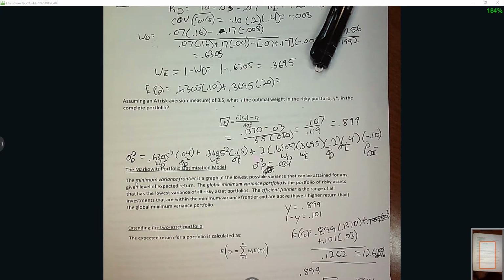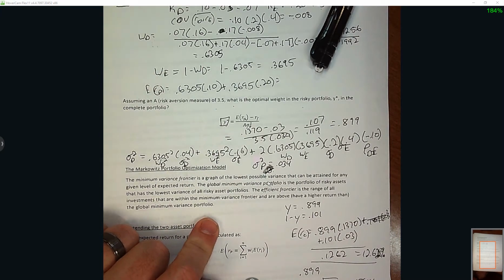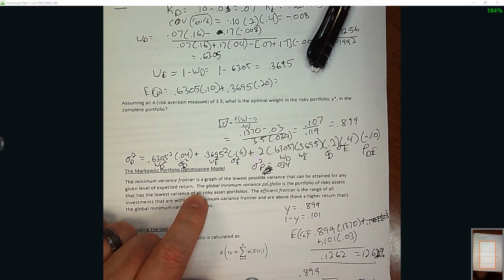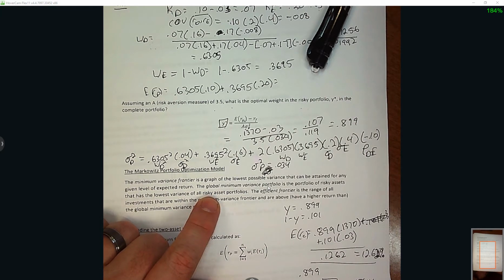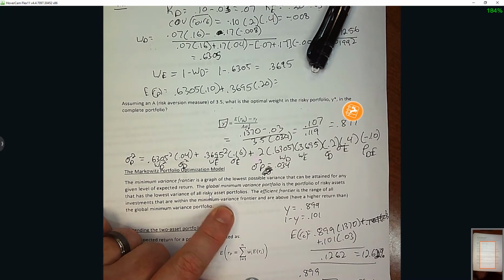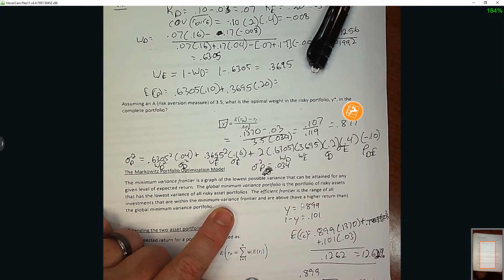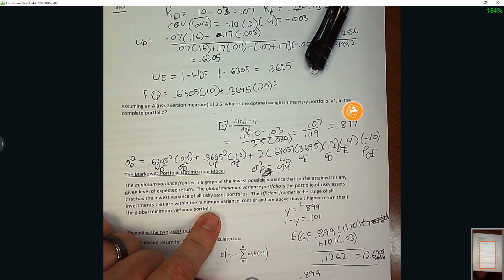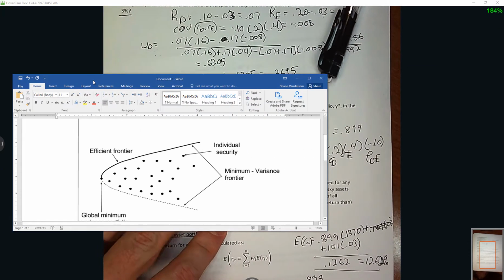But we have what's called a minimum variance frontier, and that's a graph of the lowest possible variance that can be obtained for any given level of expected return. The global minimum variance portfolio is the portfolio of risky assets that has the lowest variance of all risky asset portfolios. The efficient frontier is the range of all investments that are within the minimum variance frontier and are above or have a higher return than the global minimum variance portfolio. So let me pull in this graph here, and I'll make this available online too.